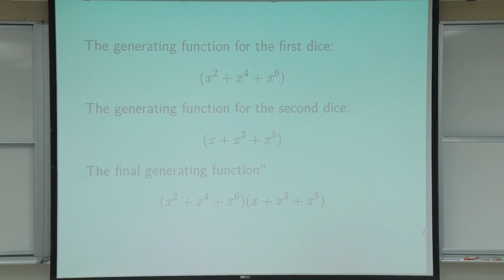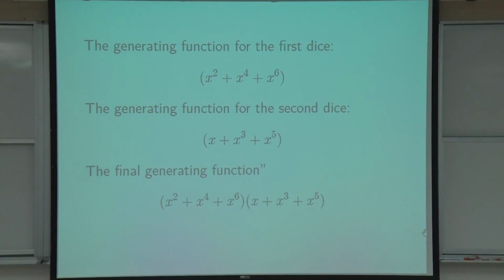So we can have two generating functions and multiply them together. The first generating function is for the first die: x squared plus x to the power 4 plus x to the power 6. And the second generating function for the second die is x plus x cubed plus x to the power 5. And we multiply them together to get the generating function we want.